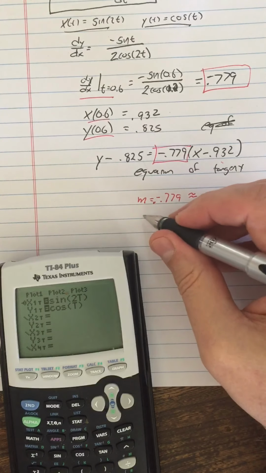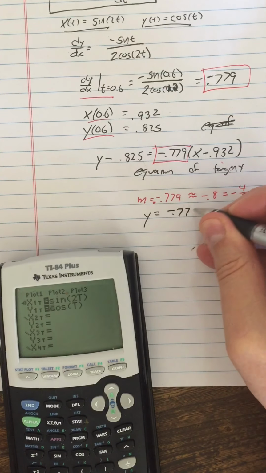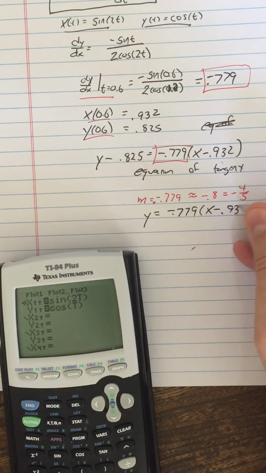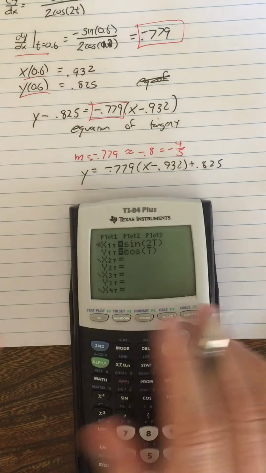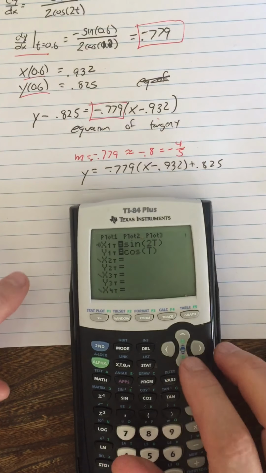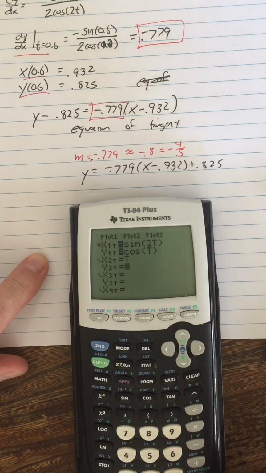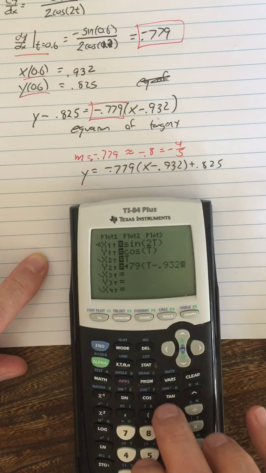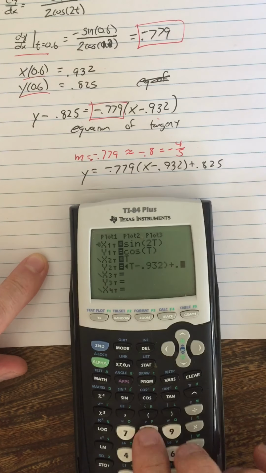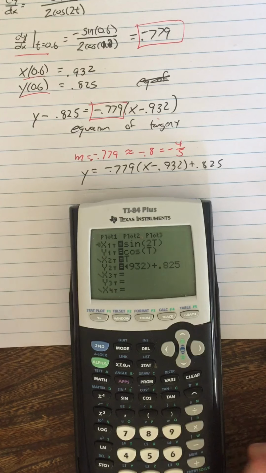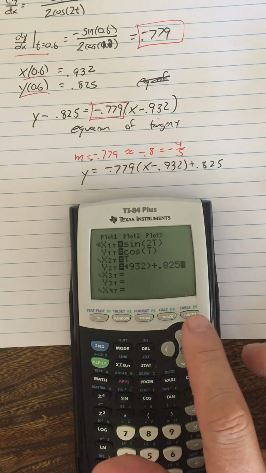So I could rewrite that as y equals negative 0.779 times x minus 0.932, plus 0.825. But I'm in parametric mode, so how am I going to write that in there? Well, I'll have x just be t, and then I'll have y be negative 0.779 times t minus 0.932, and then plus 0.825. Flying without a net right now. I haven't tried this yet. Hopefully it'll work. Let's graph it.